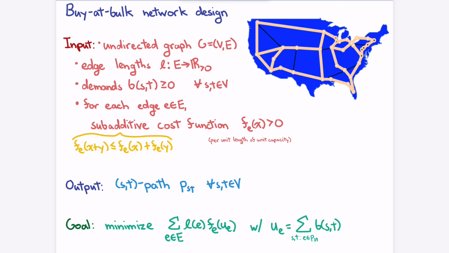Okay. So by the time you choose a path for every pair and every pair has some demand, that means you have to use that edge this much and that edge this much. Now you put that all together, the total cost will be the length of the edge times some kind of cost per capacity.